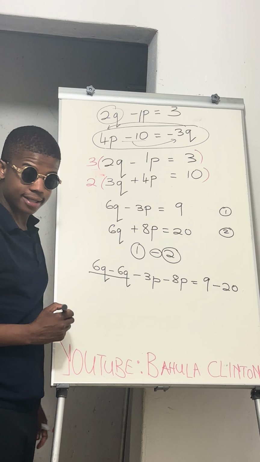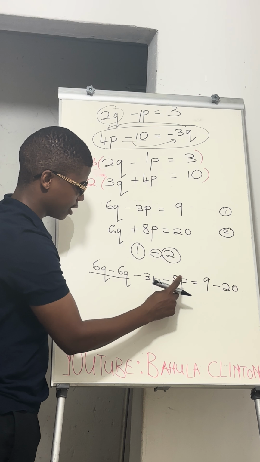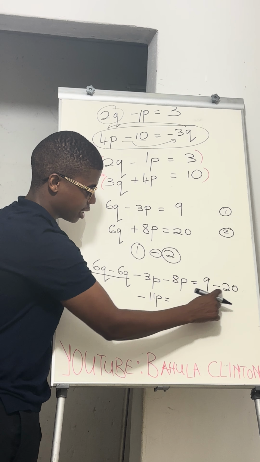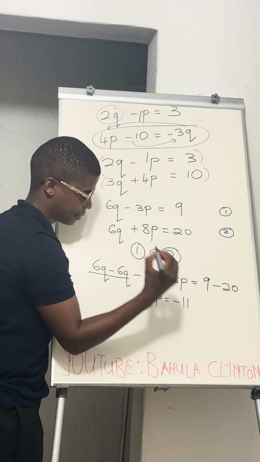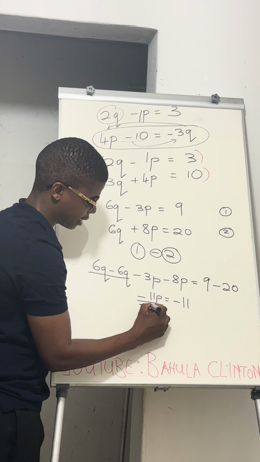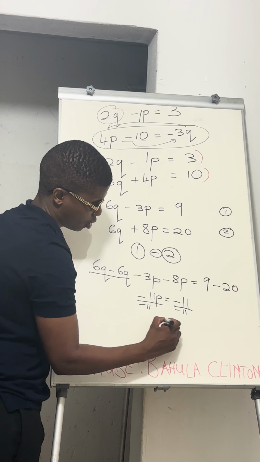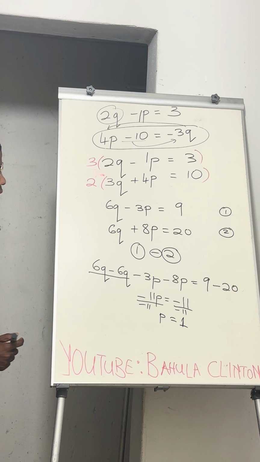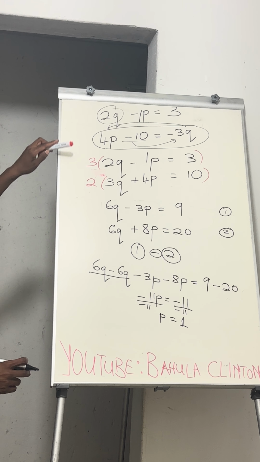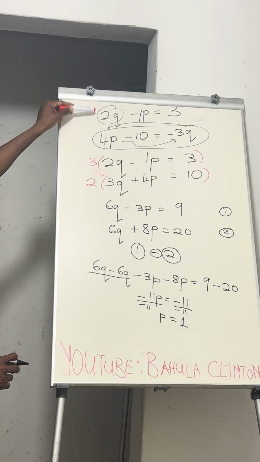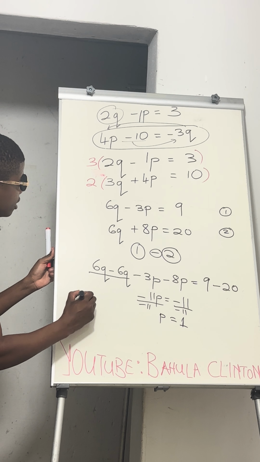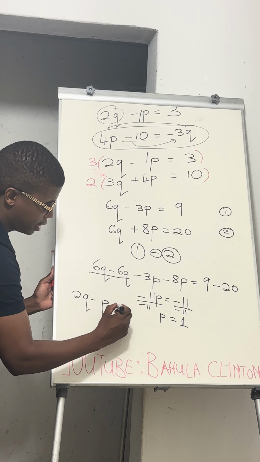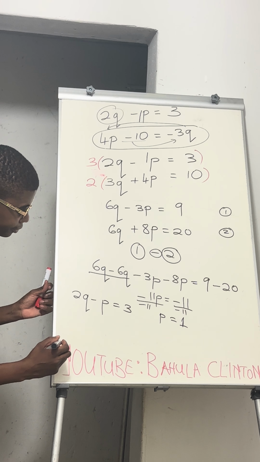Now let's see. This will cancel, guys. This and that is what? It's minus 11p equals to this and that becomes minus 11. Then dividing both sides by negative 11, we can see that p will be equals to 1. Alright? And then now you can pick any equation. You can pick this one or that one. In this case, I'll pick the first one. I'll say 2q minus p or minus 1p equals to 3.